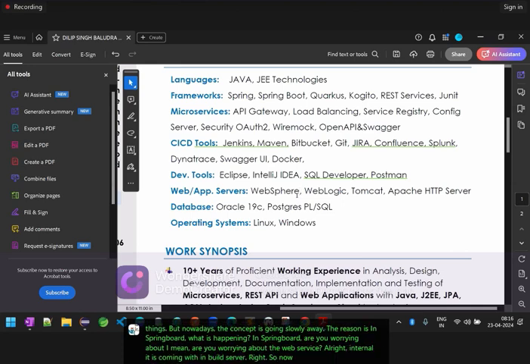So now they are calling them serverless applications. Serverless in the sense that the server is there. But why are we calling it serverless?